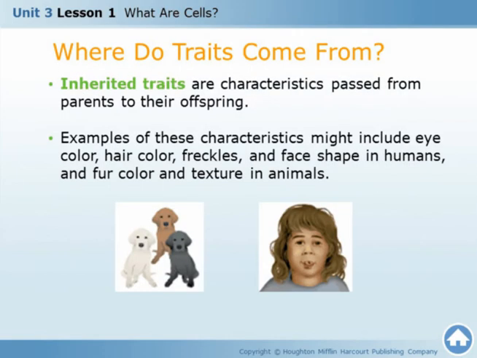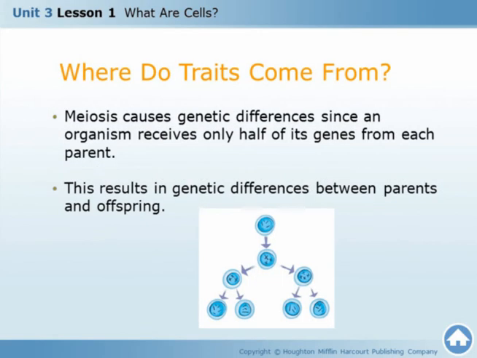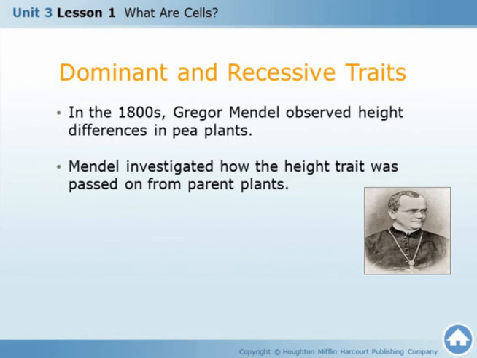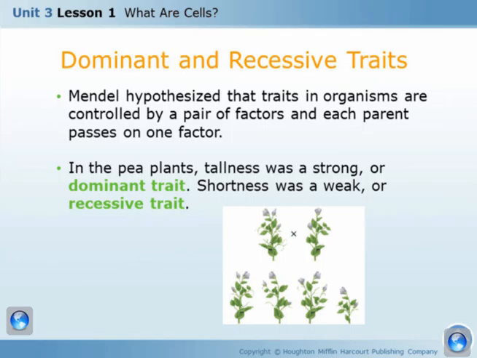Now we are in inherited traits. Most of your inherited traits come from meiosis, because as you can see, the chromosomes get together and then they split apart. You get a little bit of both. And Gregor Mendel, a great guy, studied how those traits get passed down. A huge thing he used was pea plants, that was his big thing.